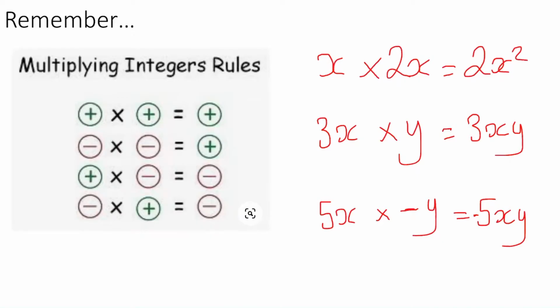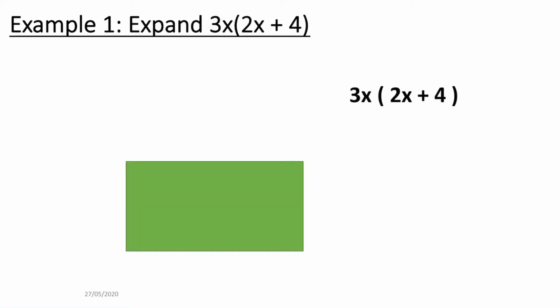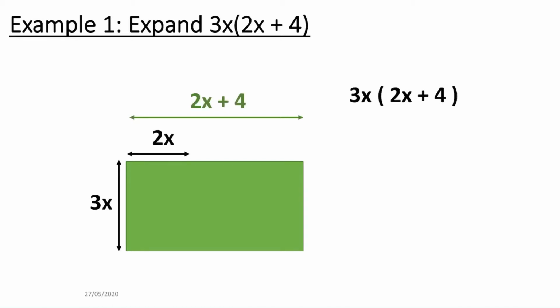So moving on now, we have our first example. We are expanding what's on our screen. Before we start, we're doing this in a visual way, so just to show you what it looks like, I'm going to start off. That side we will call 3x, so that's what's outside of our bracket. And the final side will be 2x plus 4. So we are going to split the top length into 2x and 4.